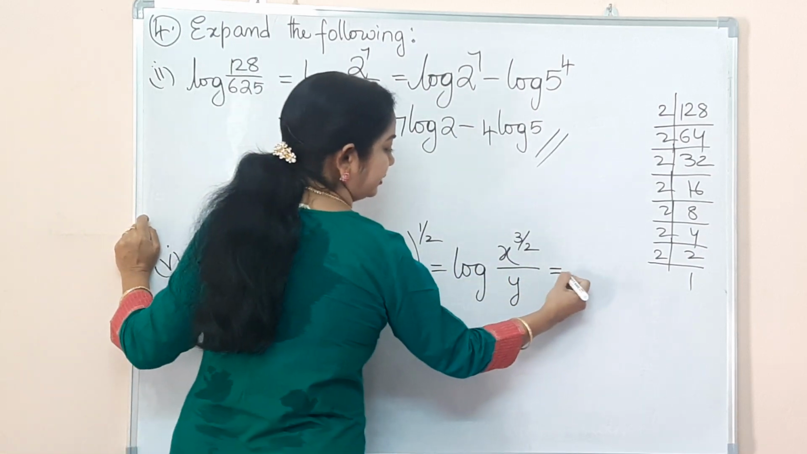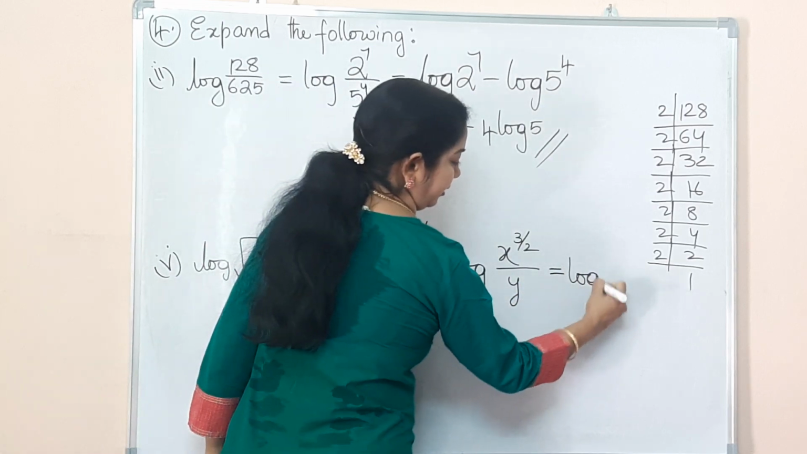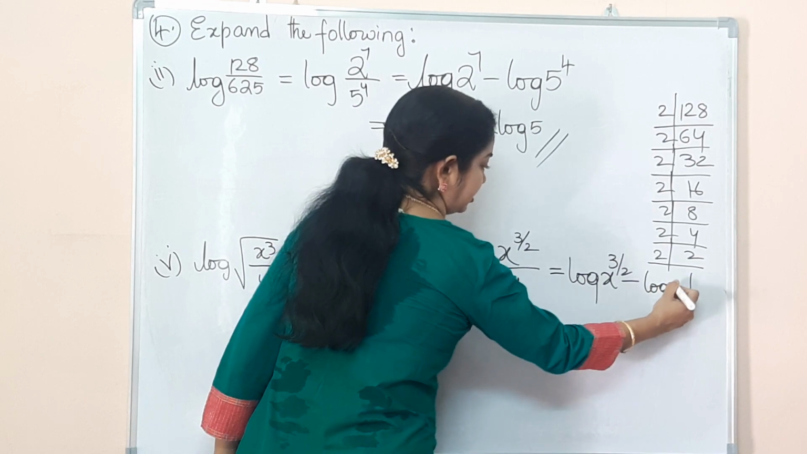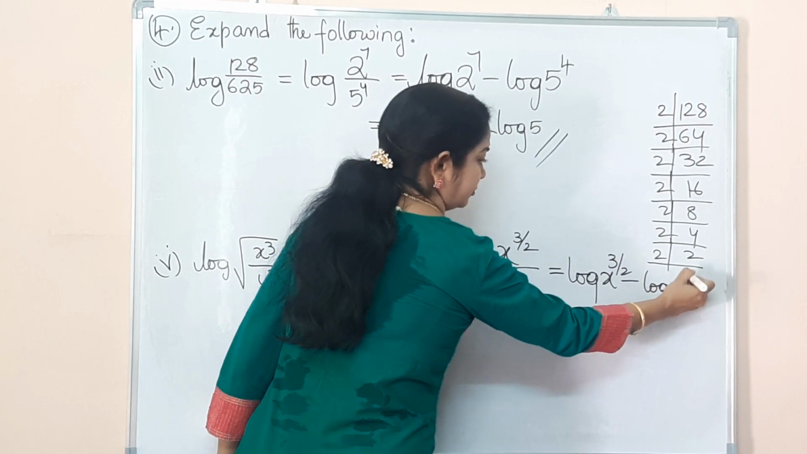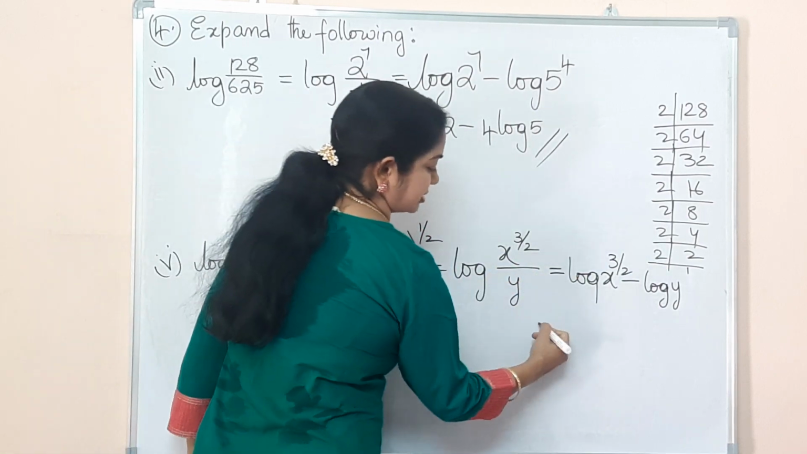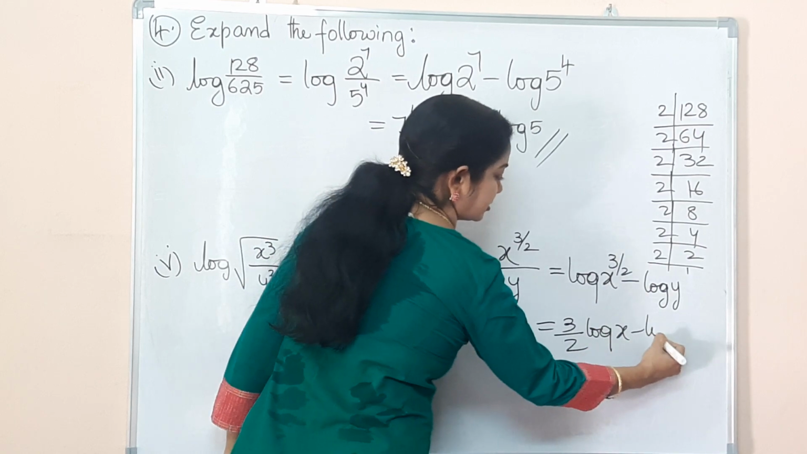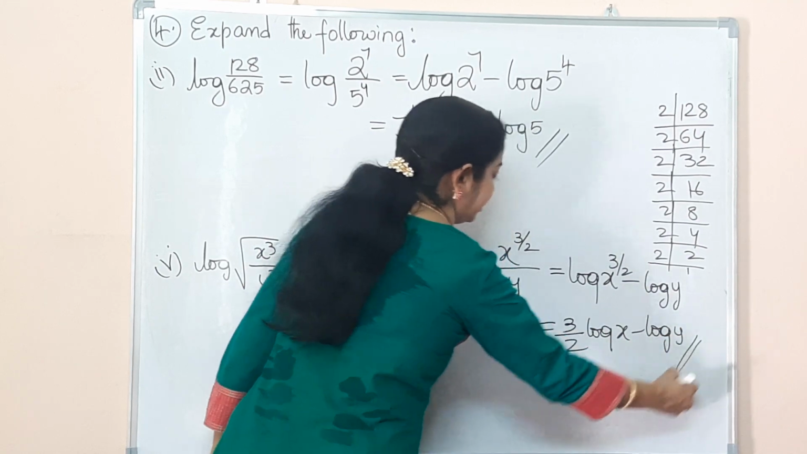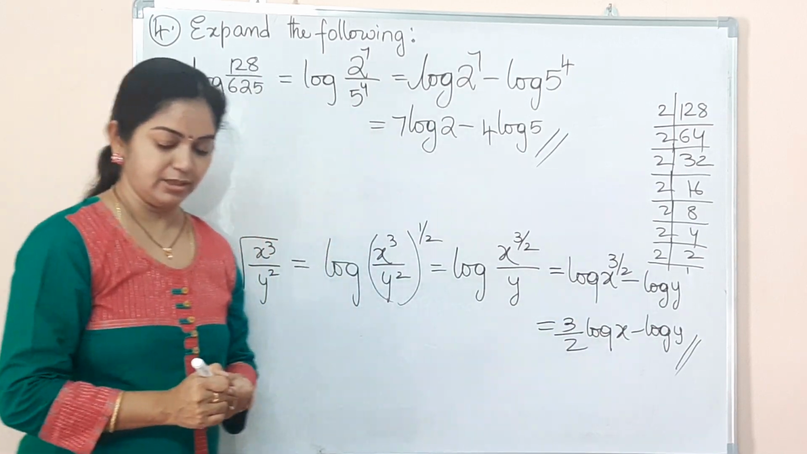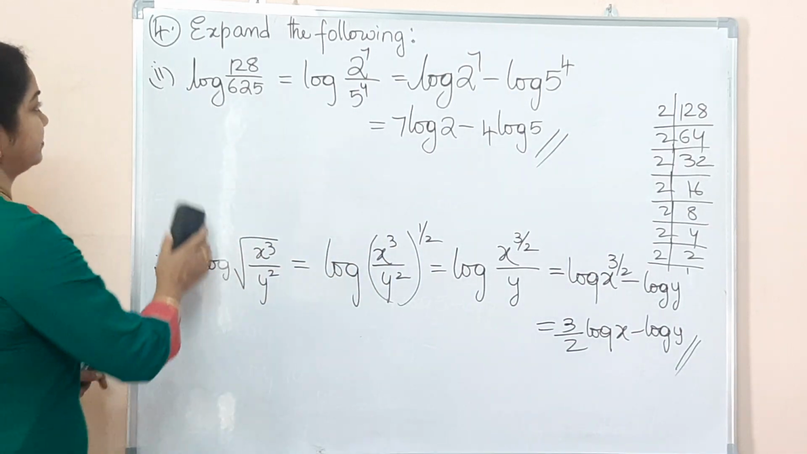Now we'll apply the logarithm property. Log x to the power 3 by 2, because it is division, we bring it into the minus form. Now the power rule, just bring the power to this side: 3 by 2 log x minus log y. I have expanded the one log into 2 logs. Quickly note it down.